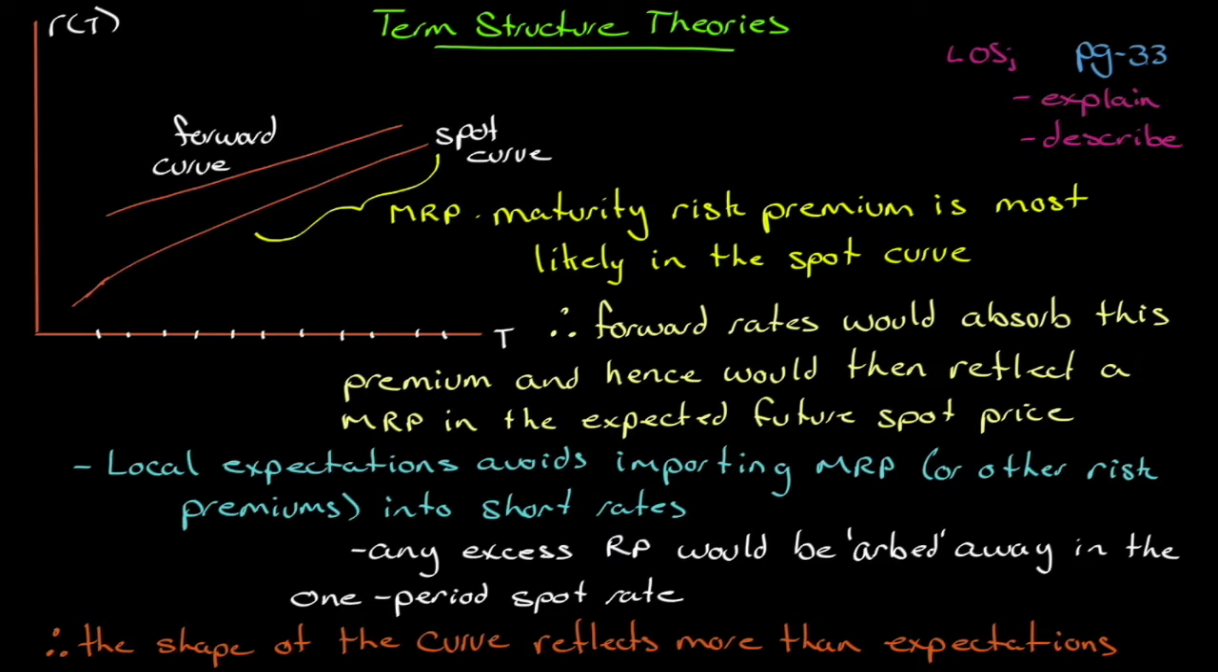So before we leave the pure expectations and local expectations and move on to the next three theories that we'll look at, understand what we're trying to do. We're looking at the shape of the yield curve and we're saying, why should it look like that as opposed to anything else? There must be some theory, some reason why a curve takes on the shape that it takes on.